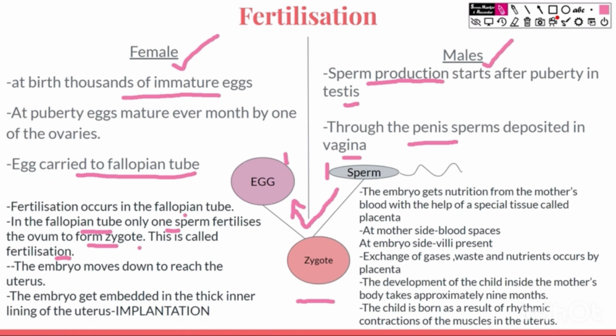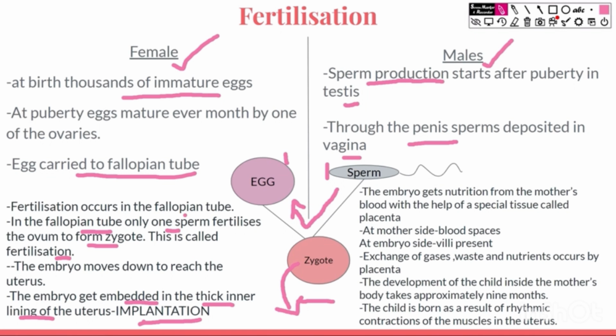Now the embryo is in the fallopian tube. From the fallopian tube, the zygote moves towards the uterus and it undergoes some divisions to form the embryo. Now the zygote moves inside the walls of the uterus and gets embedded there, and this process is called implantation. So the embryo gets embedded in the thick inner lining of the uterus. So every month when the egg is matured, the uterus thickens its lining.